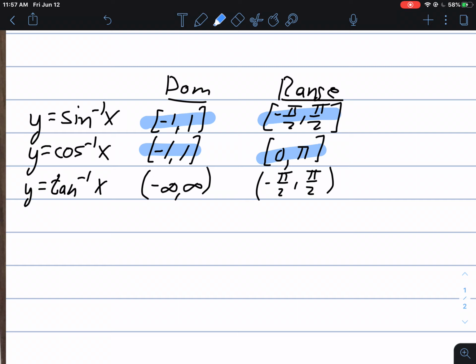For inverse tangent, the domain is all real numbers. That's the range of the tangent function. The range of the inverse tangent is negative pi over 2 to pi over 2, but notice in this case not inclusive. We include the endpoints for the sine function, inverse sine, excuse me, but we do not include negative pi over 2 or pi over 2 for the inverse tangent because tangent is not defined there.